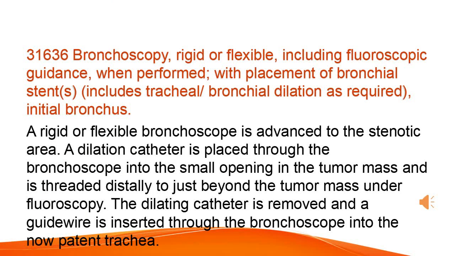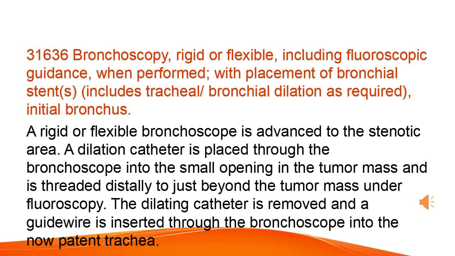Bronchoscopy, rigid or flexible, including fluoroscopic guidance, when performed, with placement of bronchial stent, includes tracheal/bronchial dilation as required, initial bronchus. A rigid or flexible bronchoscope is advanced to the stenotic area. A dilation catheter is placed through the bronchoscope into the small opening in the tumor mass and is threaded distally to just beyond the tumor mass under fluoroscopy.